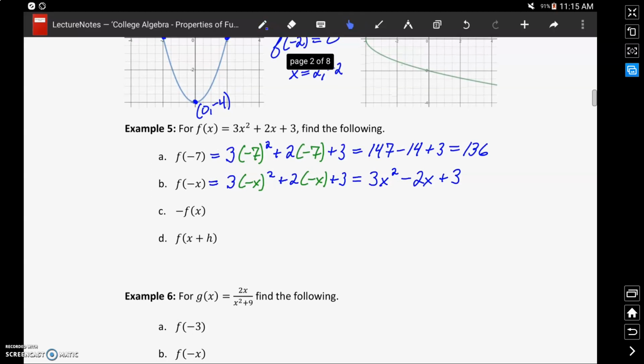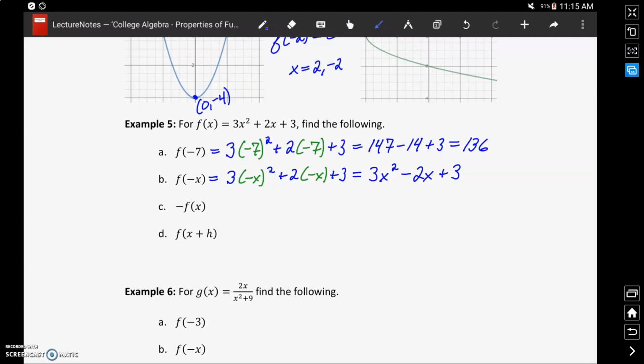In part C, we're not looking to answer quite the same question we did in part A and B. Rather than plugging anything in for x, we're going to look at evaluating the opposite of our given function, which essentially just means putting a negative sign out in front of the entire expression. And then distributing that negative through to simplify.